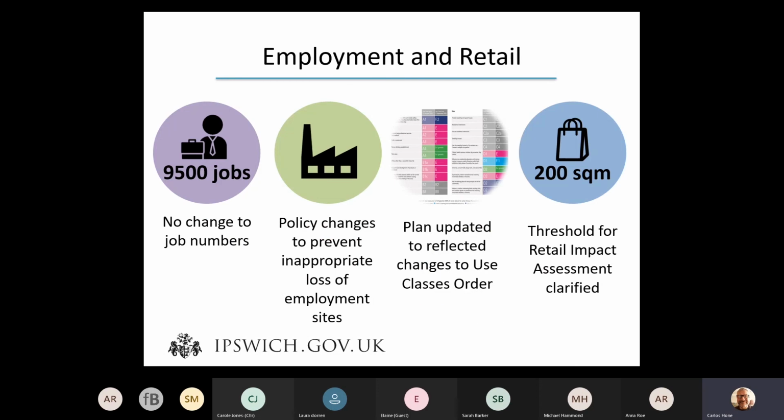Employment and retail. There has been no change to the number of jobs proposed across the plan period, which remains at 9,500 jobs. Changes have been made to policies CS13, Planning for Jobs Growth, and DM33, Protection of Employment Land, to prevent inappropriate loss of employment sites. The main modifications accommodate changes the government has made to the use classes order and permitted development rights made in September 2020. And the modifications clarify the thresholds for requiring retail impact assessments outside of retail centres.